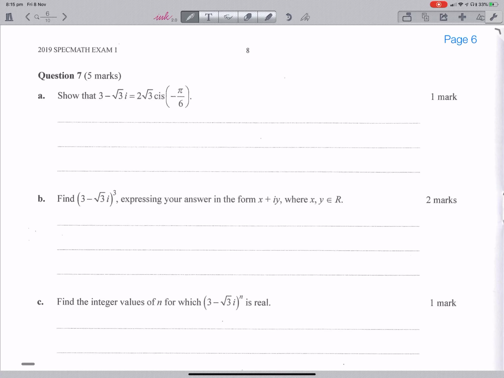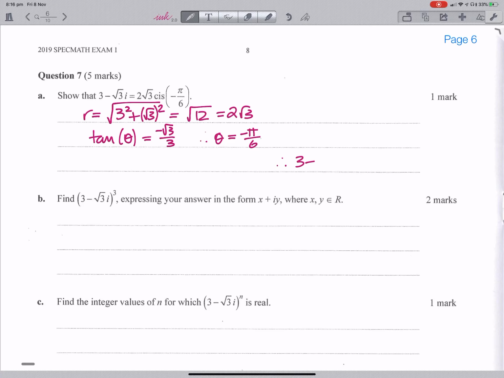Show that 3 minus root 3i is equal to 2 root 3 cis negative pi on 6. So r is the square root of 3 squared plus root 3 squared, which is root 12, which is 2 root 3. Tan theta is equal to negative root 3 on 3. Theta is equal to negative pi on 6. Therefore, 3 minus root 3i is equal to 2 root 3 cis negative pi on 6.